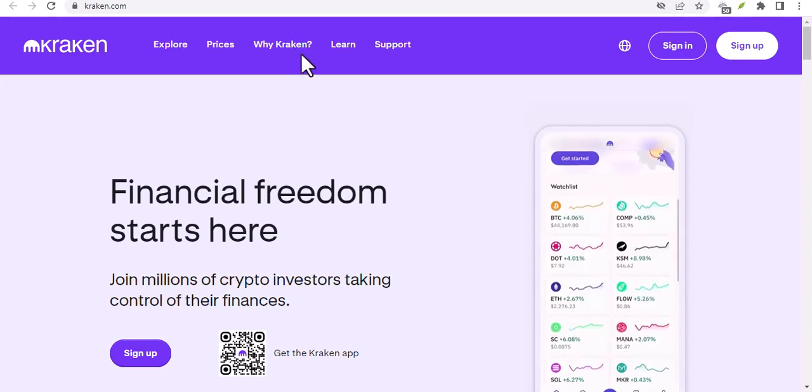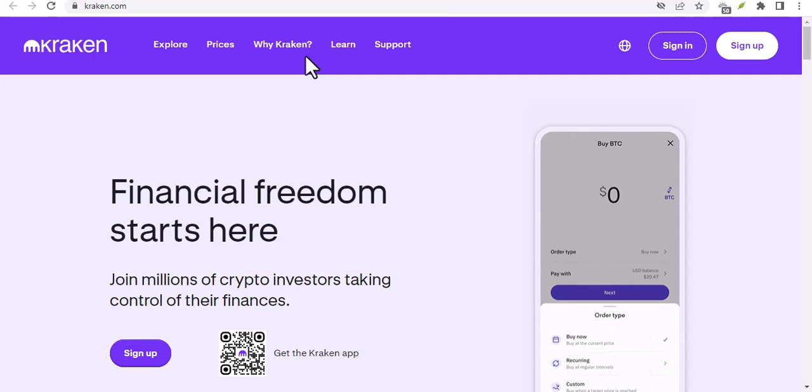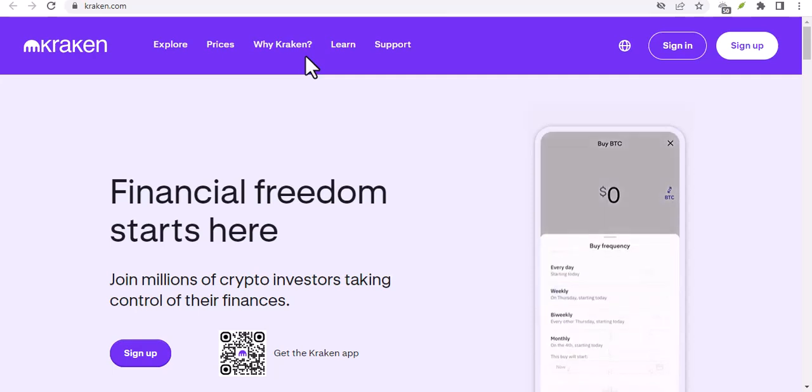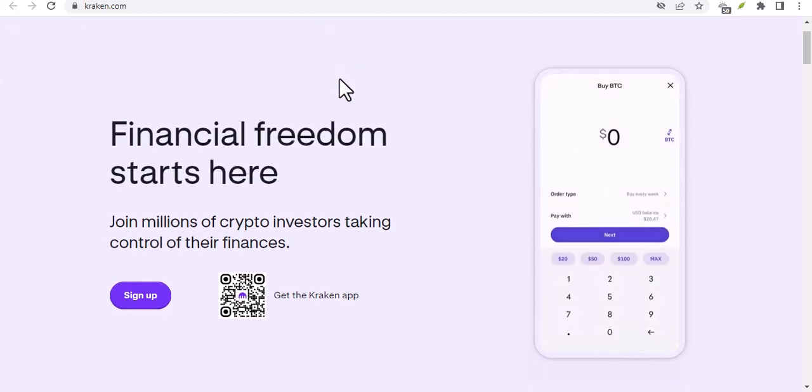Can I sell USDT on Kraken? Hey there, crypto enthusiasts. Have you ever wondered if you can sell USDT on Kraken? It's a common question, and today, we're going to dive deep into it.